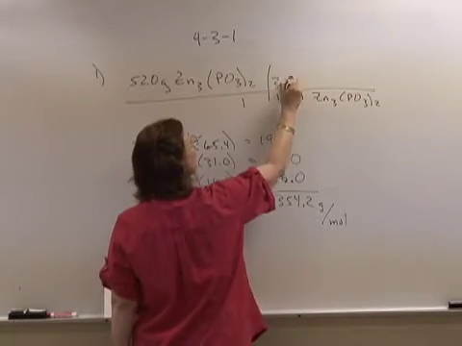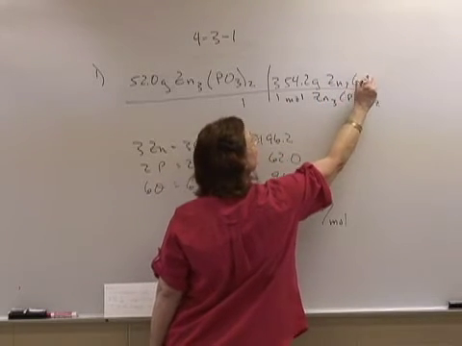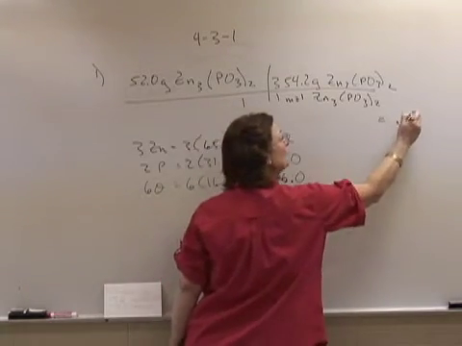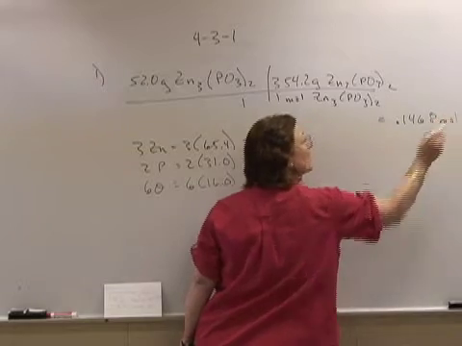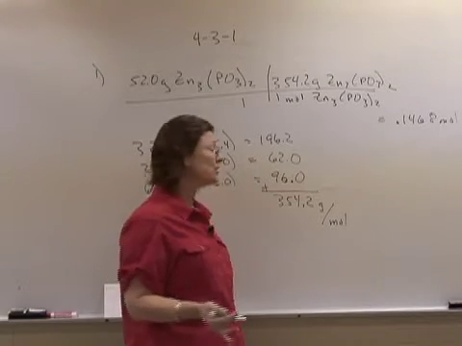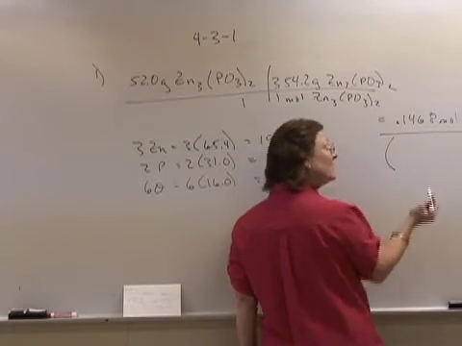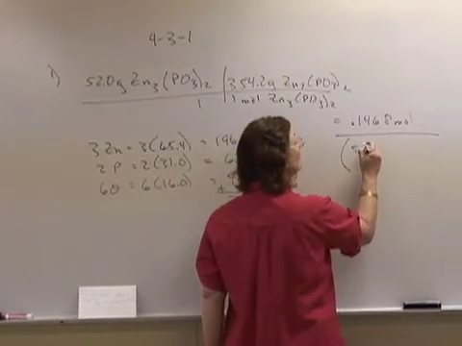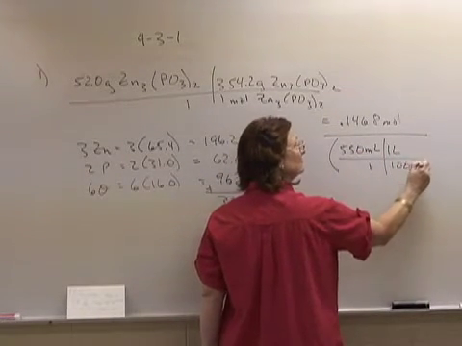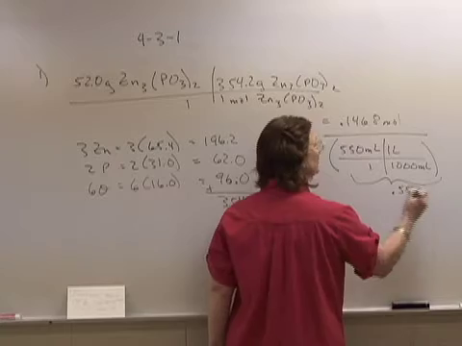Because I'm going to grams, my grams go in the top, and it is zinc phosphate. When I do the math here, I get 0.1468 moles of my zinc phosphate. Now, in order to get molarity, which is my unit of concentration, I must divide by the volume of the solution in liters. I'm given 550 milliliters, and therefore that must be changed to liters. This bottom number is 0.55 liters.